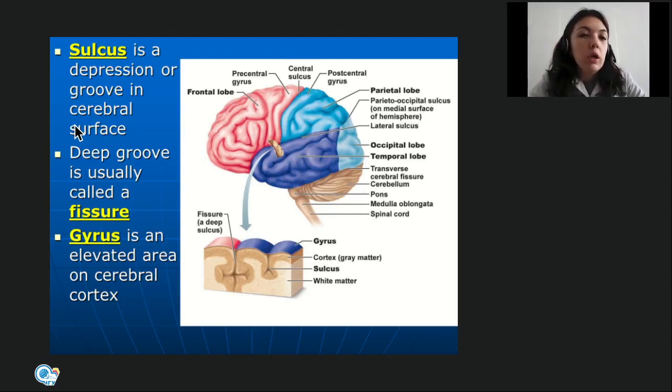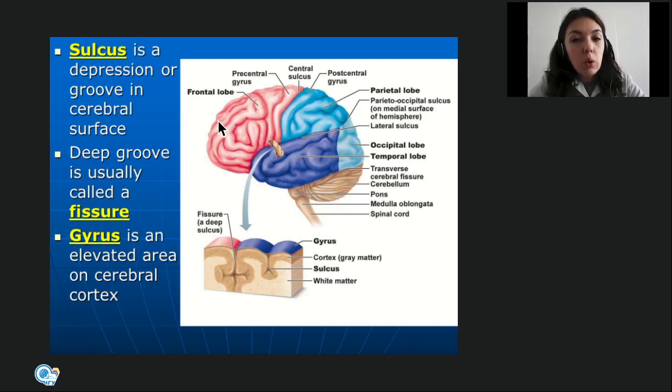So sulcus is a depression or groove in cerebral surface. Here in this diagram, you can see this is sulcus. And some grooves are deeper than the others, and they are named fissures. So a deep groove is usually called a fissure. Gyrus is an elevated area on cerebral cortex. So gyrus is located between two sulci. Sulcus is located between two gyri. Yes, it's obvious.